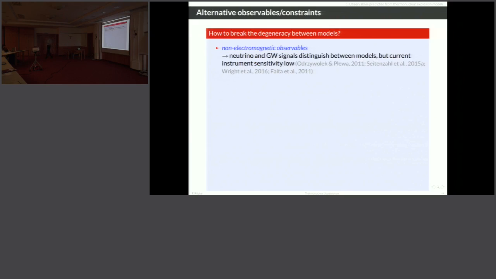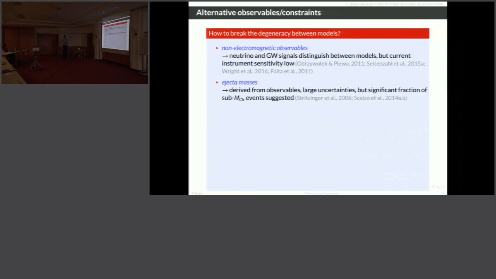What else do we have to break the degeneracy? Well, there are non-electromagnetic observables. We could predict the neutrino signal or the gravitational wave signal from different explosion channels. This has been done by a number of authors for different explosion scenarios, and they actually predict that the channels should have distinct features in neutrinos and in gravitational waves. However, the neutrino signal and the gravitational wave signal of type 1a supernovae of all kinds is expected to be very weak, so there are little prospects to actually observe that.